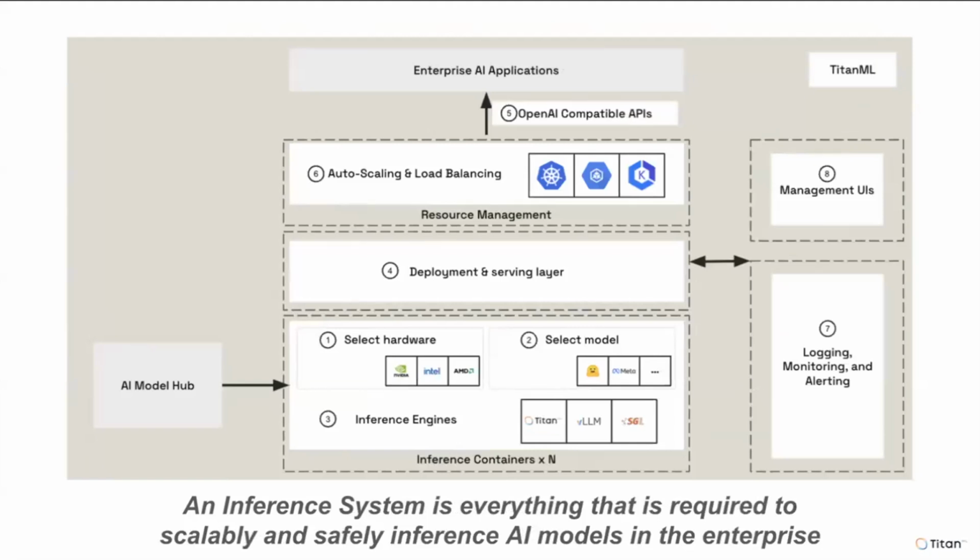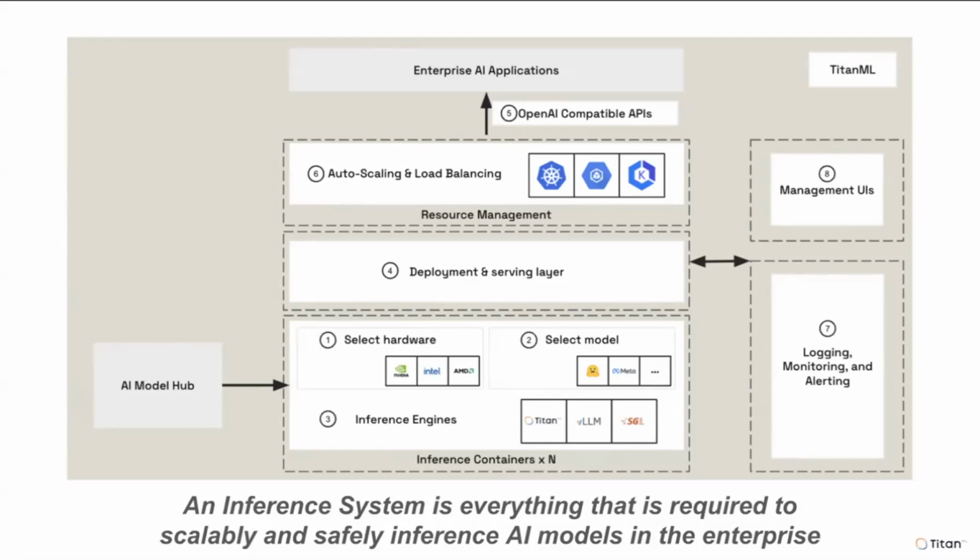And essentially everything that's required to scalably and safely inference AI models in our case, in the enterprise, but really at any reasonable scale. And there's much more in that than just your inference engine. Well, the first thing is that I might have multiple inference engines. The inference engine that I'll need to deploy an embedding model is very different to a language model, which is different to if I'm going to deploy it on AMD versus NVIDIA, et cetera. So in my enterprise deployment setting, I have n number of inference engines, not just one, or inference containers.